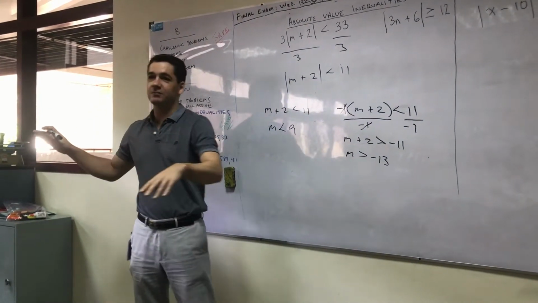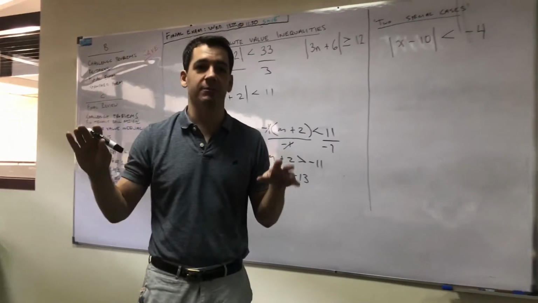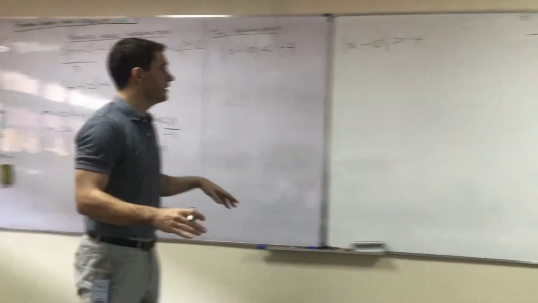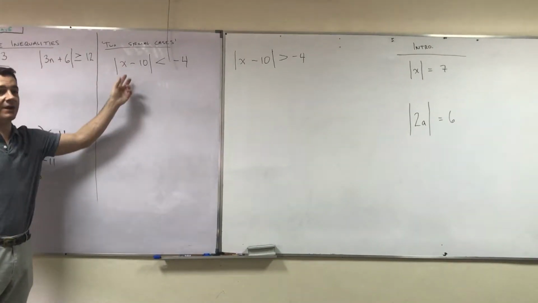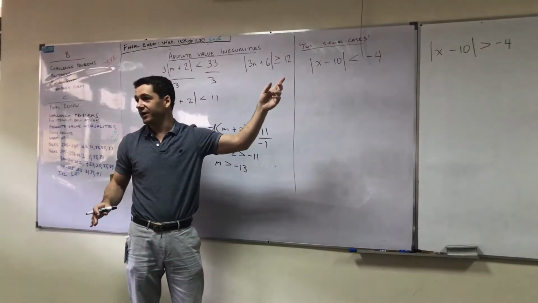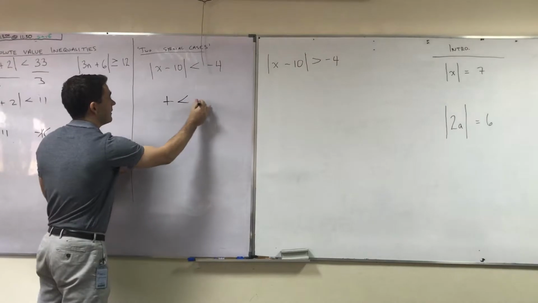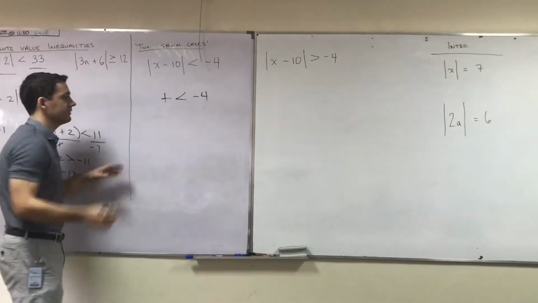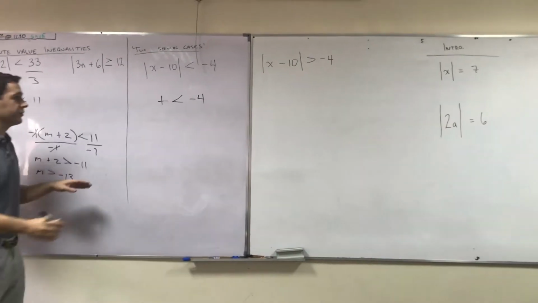Okay, I've got two special cases here that are going to blow your mind. You ready? Over here, and you will encounter these. No matter what, every time I take something out of an absolute value, it's always positive. Am I right? So I've got a positive is less than -4. Can this ever happen? No. No solution.